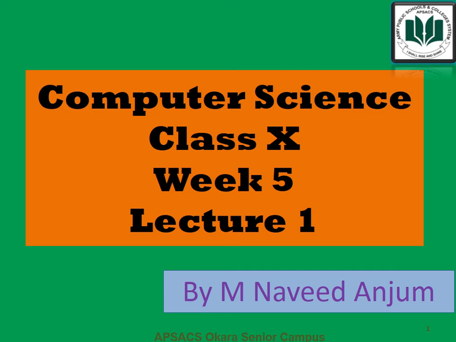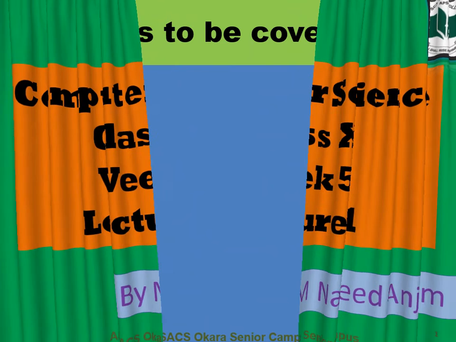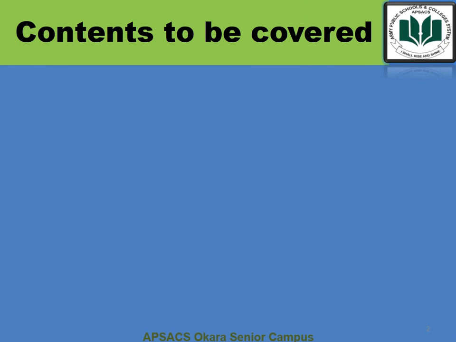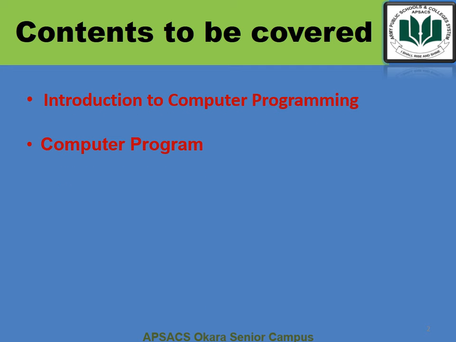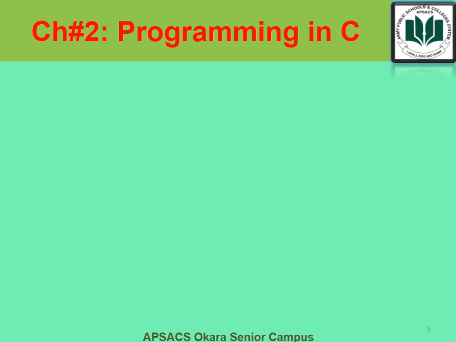So, chapter number 2 is about the languages. We will be discussing low level languages and high level languages in detail. So, let's start with the introduction, with the contents of the chapter. Introduction to computer programming. Then we will be discussing the computer program. After that, programming languages, types of programming languages, and at the end, low level languages. So, starting with the introduction to programming languages.